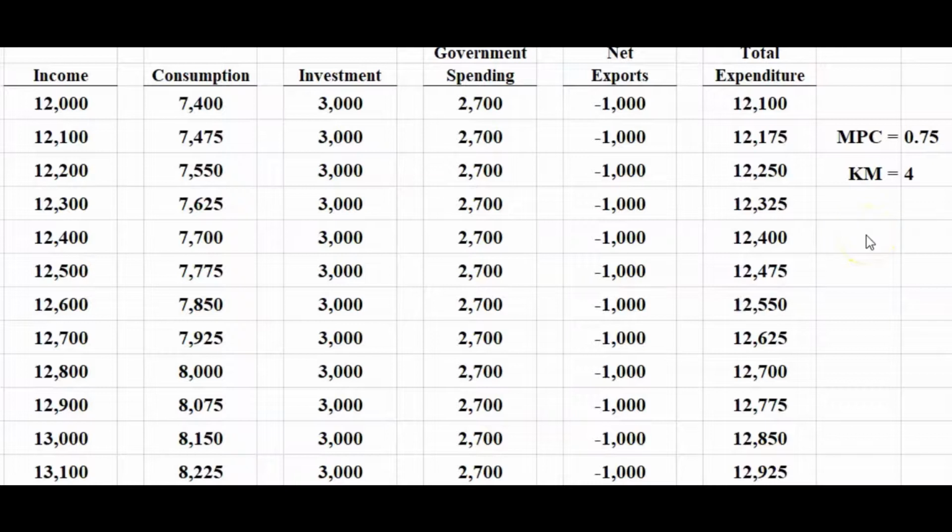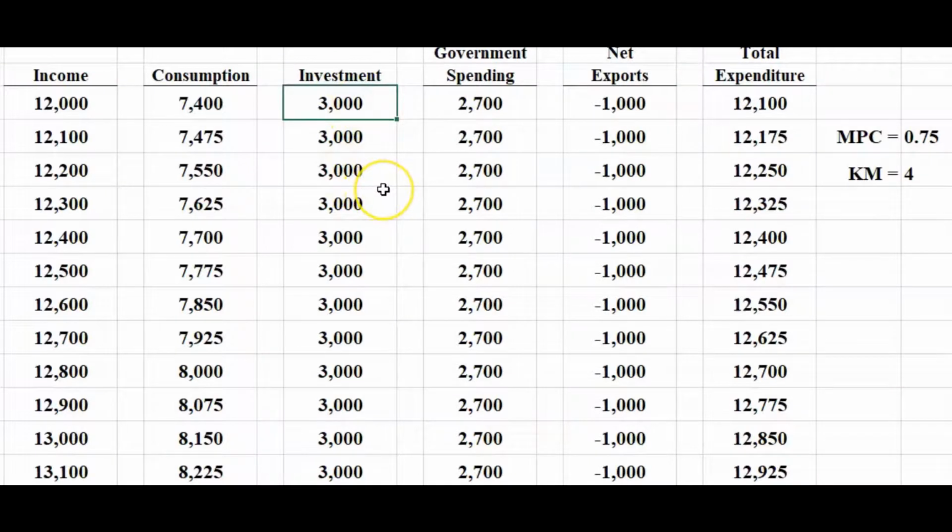Now, should we subtract 75 or should we add 75? Well, we want our GDP to go up, so we're going to add 75. And we can add 75 to investment or to government spending or to net exports, and it will bring equilibrium GDP up to 12,700. Because 75 times the Keynesian multiplier of 4 is 300, so the total effect will be 300. So let's go ahead and add it to investment.